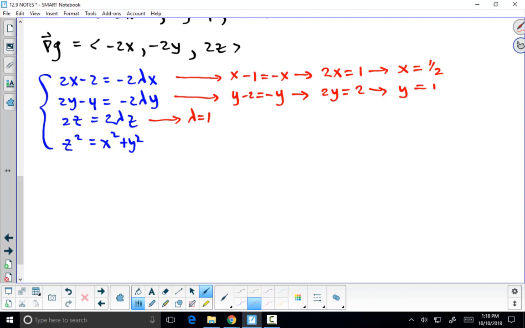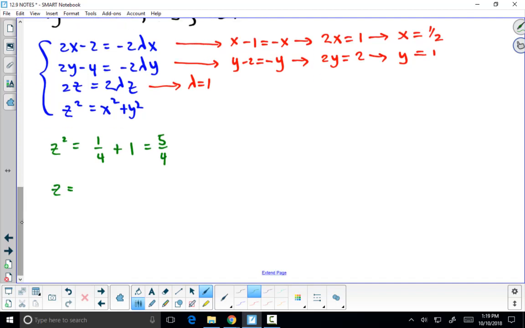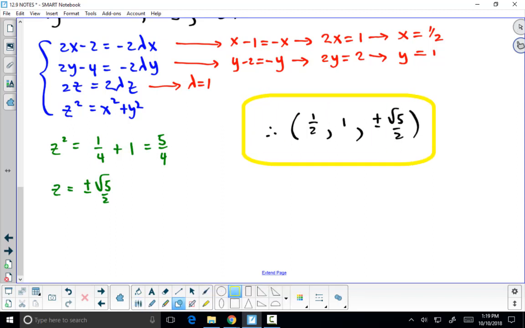That allows us to go down to the fourth equation. We have x, we have y, so now let's find z. To find z, we have z squared is equal to 1/4 plus 1, which is 5/4. So that tells us that z is equal to plus or minus the square root of 5 over 2. And that's it. We're done. We found our two ordered pairs. So our conclusion is 1/2, comma 1, comma plus or minus root 5 divided by 2. So those are the 2 points that are closest to the cone.